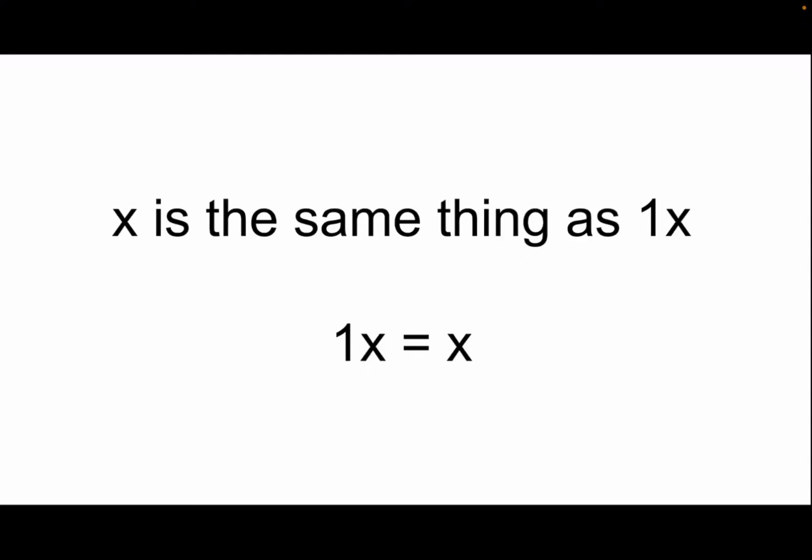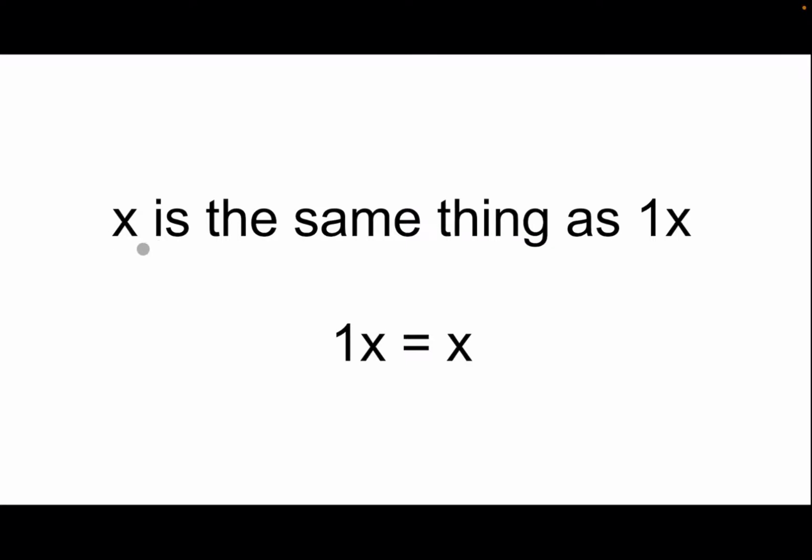Let's look at the example here. When we have x, it's really the same thing as writing 1x, because we really only have 1x. But we don't have to write the 1x, so in order to save time, we just write x. So 1x is the same thing as just writing x. That means there's an invisible 1 here, okay? So if I ask you, what is the coefficient of x? And again, coefficient is the number. What number is here?